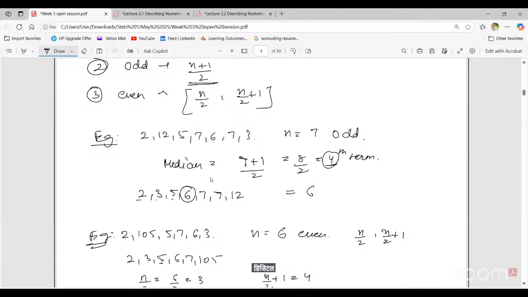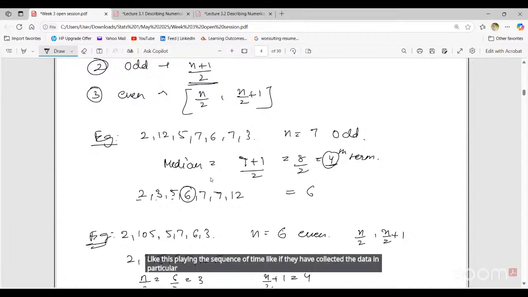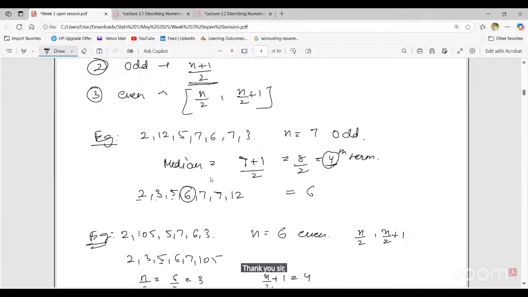I think it's just data displaying the sequence of time. Like if they have collected the data at a particular time or a sequence of time, they are just displaying it. I guess that's the time plot. I'm not sure. Ma'am, it is like time series only. Yeah, you can say it's a time series. Okay, ma'am. Thank you.